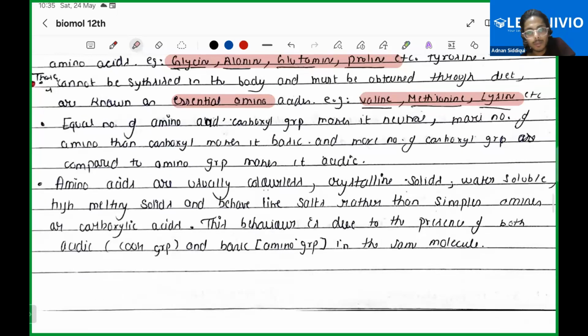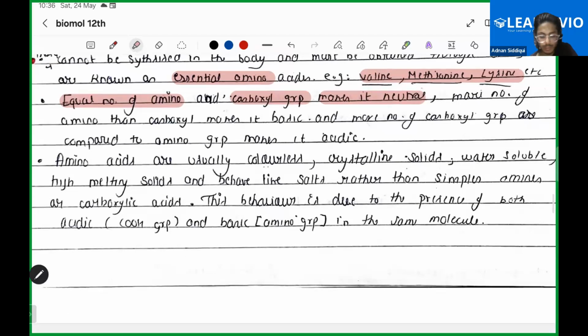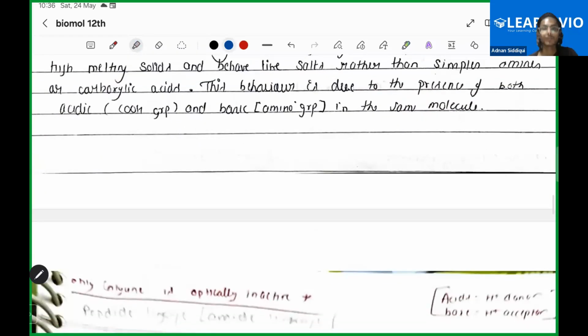An amino acid is basically a compound which has an amine group and a carboxylic group, right? If we have an equal number of amino and carboxylic groups, then it will be a neutral amino acid. If the amino group is more than the carboxylic group, then it will be basic. And if the carboxylic group is more, then it will be acidic. Let us understand what this is.